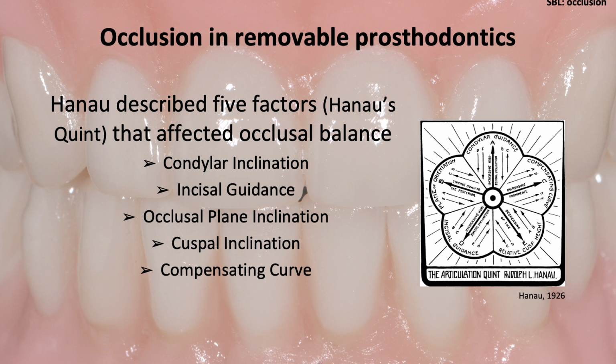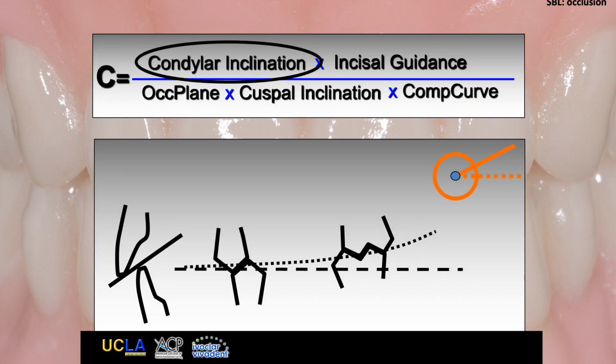Especially Hanau's Quint. I have many slides here, I think more than 30, reviewing what happens when one of these five factors changes, whether it goes up or down. You should really know this. In terms of the questions on this one, I might put an actual number. I might say, this patient's condylar inclination is 30. What would happen if the incisal guidance was 40?